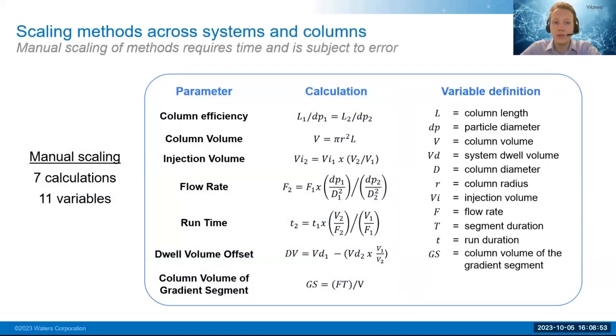So now going into method scaling, to properly scale a method, several parameters must be considered to ensure the same separation can be achieved in a downstream system. As you can see in this slide, to successfully scale a method across systems and columns, differences in column geometry, method conditions, and system volume differences must be accounted for. So while these calculations are well understood, they do take some time to calculate and are subject to error as a manual process.